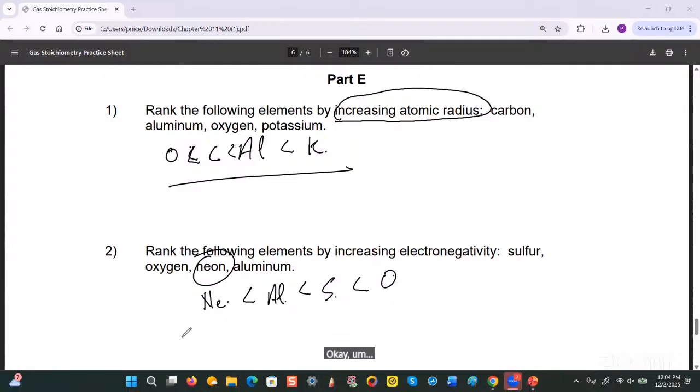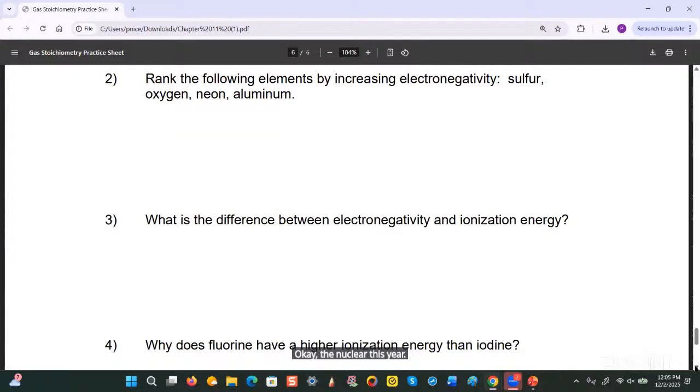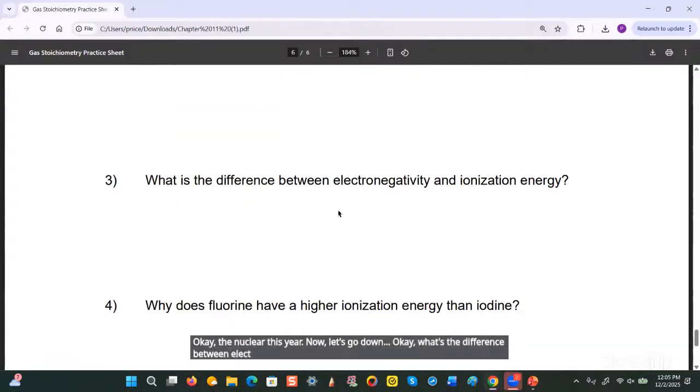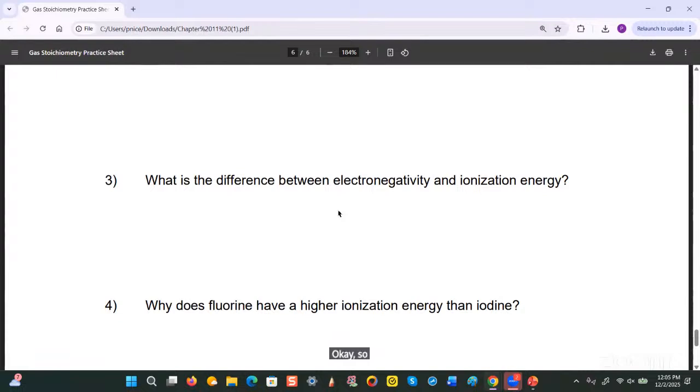Any questions? Any question about this? Okay, let me clear this here and scroll down. Okay, what's the difference between electronegativity and ionization energy? Okay, so electronegativity I mentioned before. It is the ability of an atom to attract shared electrons to itself.